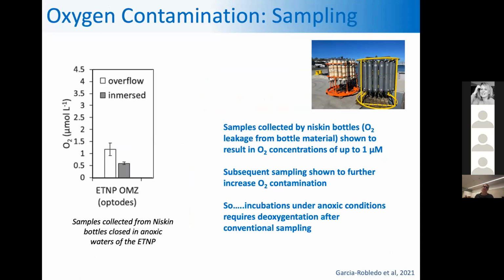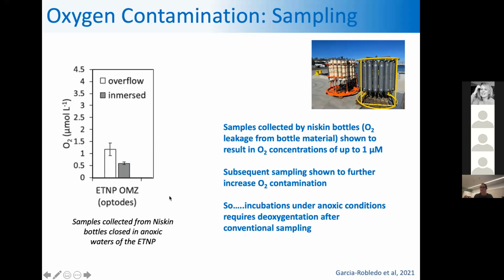Here, we've sent a rosette down with these Niskin bottles, and closed them within water that we know to be below the detection limit of our best technology. But by the time we get that Niskin bottle back onto the deck, Emilio managed to measure oxygen concentrations of up to 1 micromolar within the Niskin bottle. This is simply due to leakage from the Niskin bottle material. He also showed that subsequent sampling can potentially increase this oxygen contamination even further, and you can see that in this figure that I've taken from his paper.